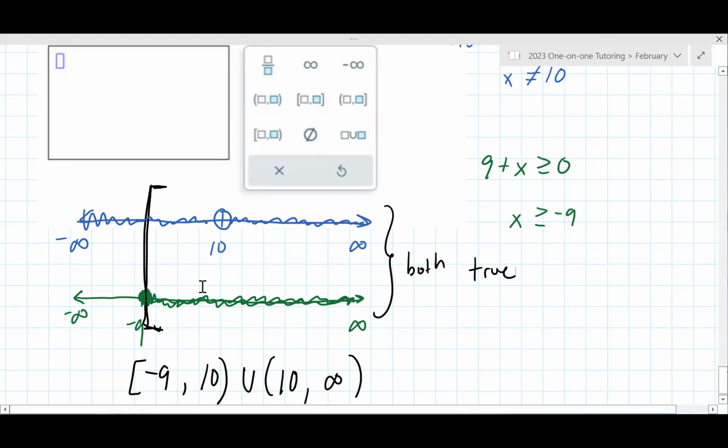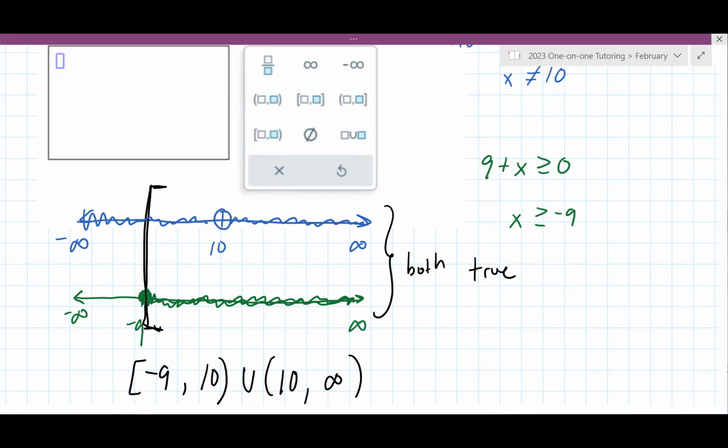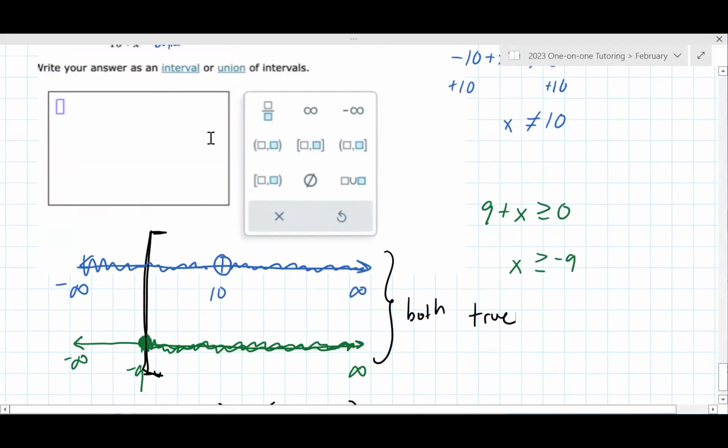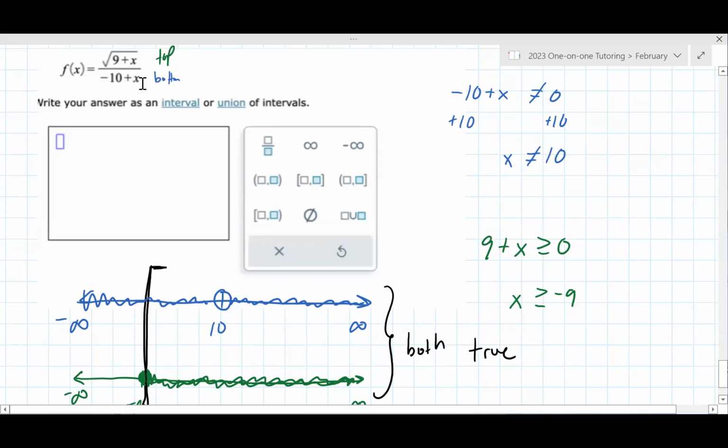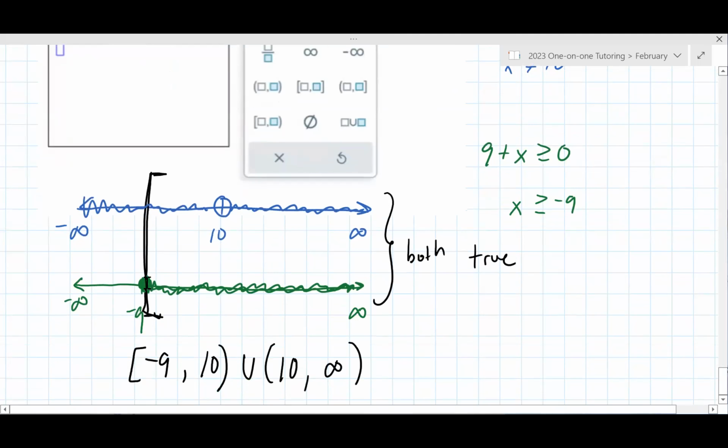It's kind of like you're trying to figure out a schedule with someone. And they're like, oh, I'm free every day except the 10th. And you're like, I'm free starting on the -9th. Well, you can't meet on the 10th because they're not free. And it's an open circle because you cannot be 10 on the bottom, because then you're dividing by 0. And then it's a closed circle because x is everything greater than or equal to -9. Because with roots, you can't take the square root of a negative.